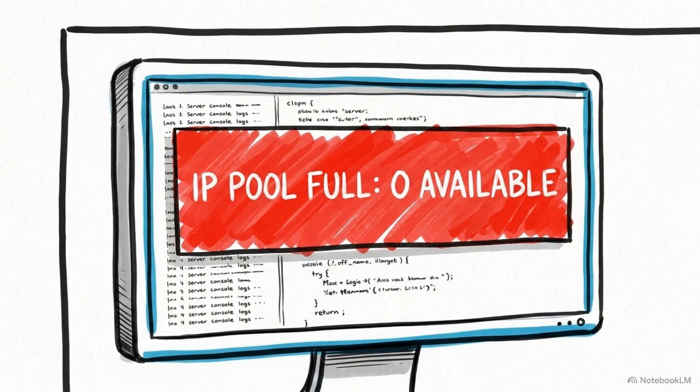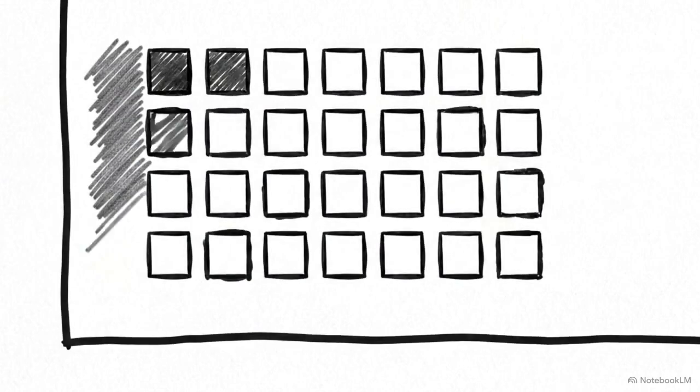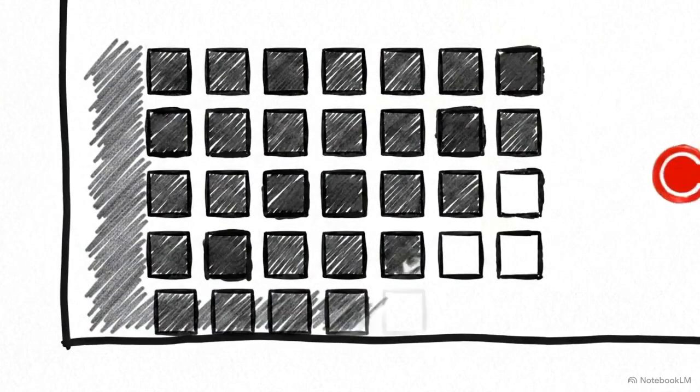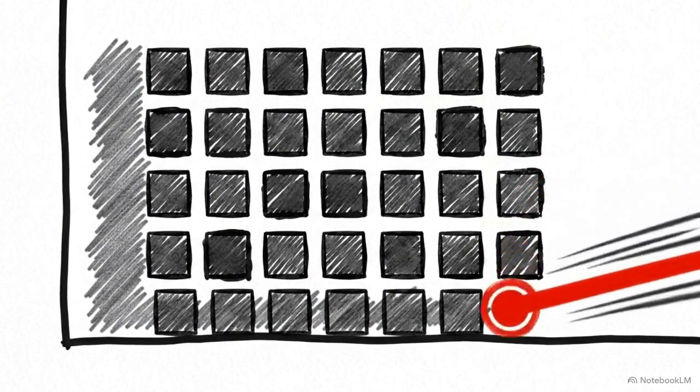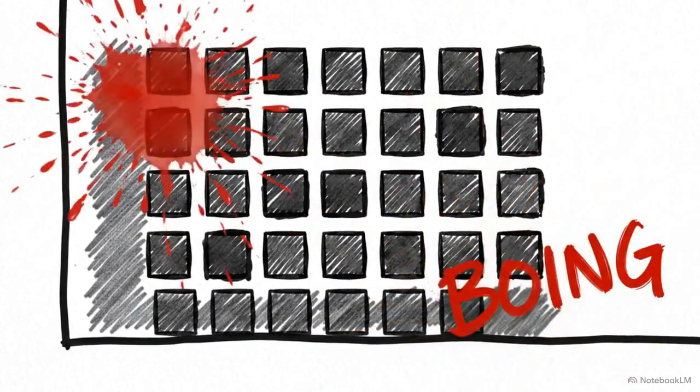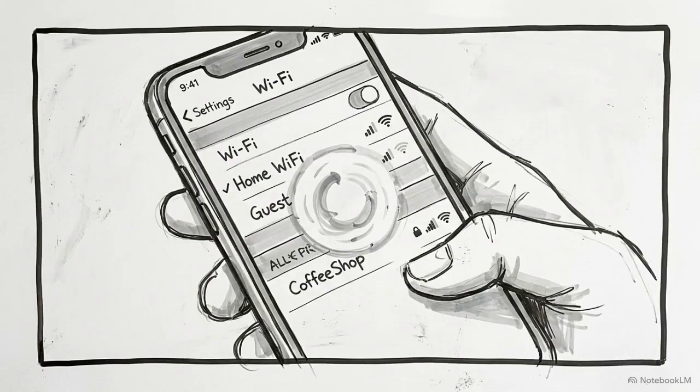Even with automation, networks face problems. One common issue is IP address exhaustion. As this grid illustrates, if a network gets too crowded and the scope fills up, the server literally has no more addresses to hand out, leaving new devices completely unable to connect.